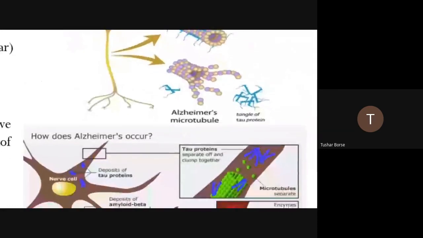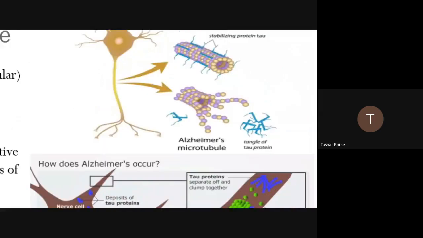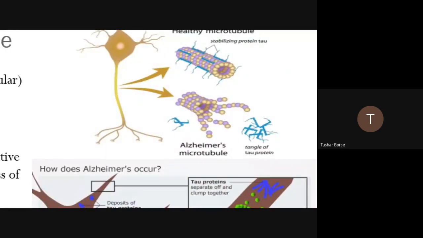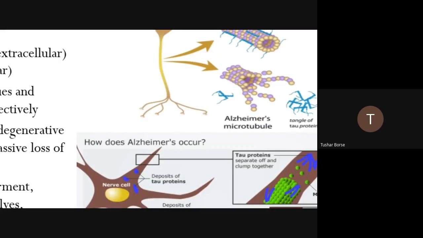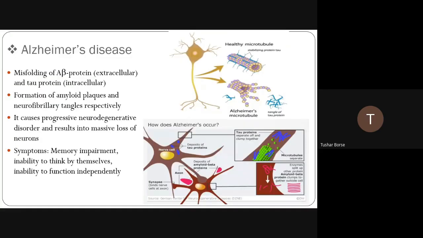In the first image, you can see how the tangles form. There is aggregation of tau protein, and it forms tangles. In the normal body, tau protein stabilizes the microtubules, and in Alzheimer's it misfolds and loses its function. Alzheimer disease causes progressive memory impairment, inability to think by themselves, and memory loss.